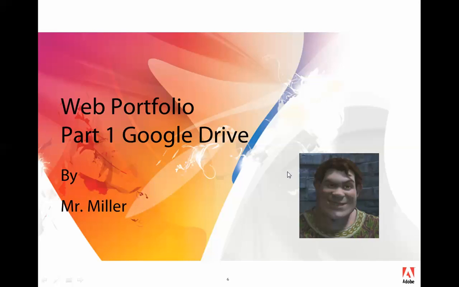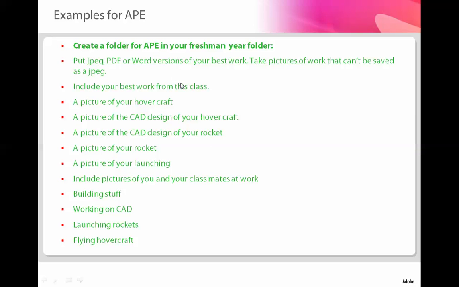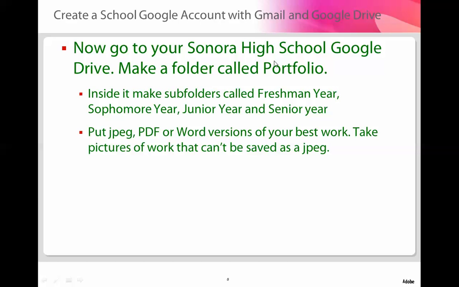We started the web portfolio by making a Google Gmail account. Now we're going to actually put some stuff in a Google Drive. Here's what you're supposed to do. Go to your Google Drive and make a folder called Portfolio, and then make one called Freshman Year, Sophomore Year, Junior Year, and Senior Year, and you'll be able to keep your good work in there. After we keep our good work there, we're going to put it on a web page.